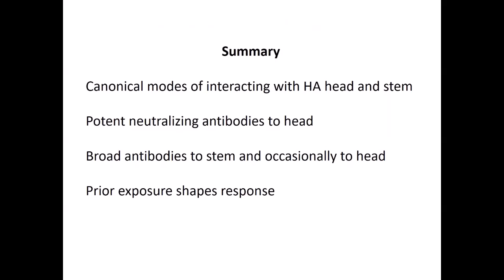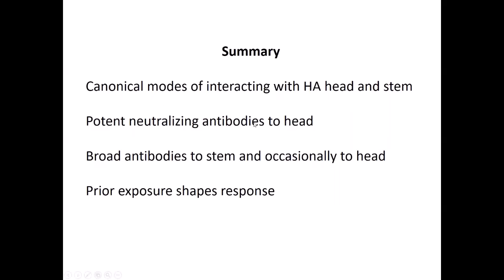So you have to just sort of think through, are you trying to catalog the whole response and understand the complexity to HA, NA, M1, NP, et cetera, or are you trying to develop a therapeutic antibody? What is your purpose? I think that guides the selection of the tools that you would use.